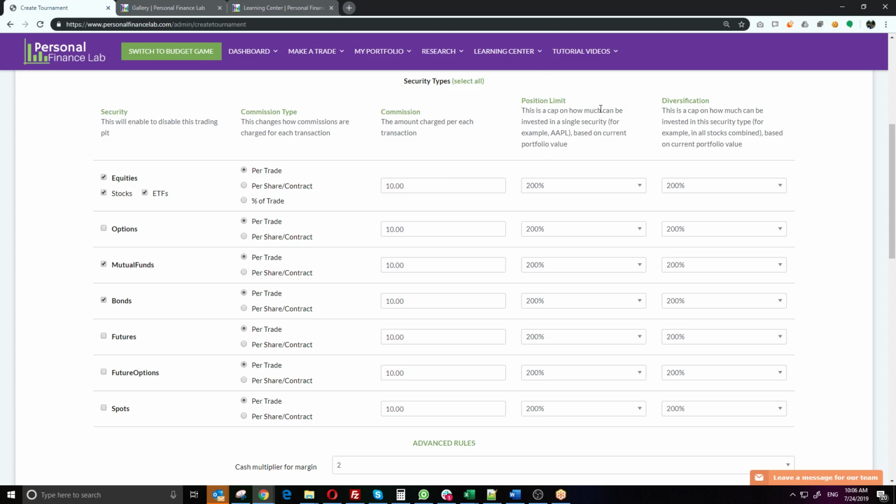So, for example, a position limit says how much students can invest in any single equity. If I put a 20% position limit, a student would need to buy at least 5 different stocks to use up all their starting cash. Whereas a diversification limit applies to the security type as a whole. So this would say, with a 50% limit, a student can put half their money into stocks and ETFs, the rest of their money they'd have to put somewhere else, like in mutual funds or bonds. So you can force a little bit of variety both in terms of the individual securities and make sure they're exploring a couple different security types.